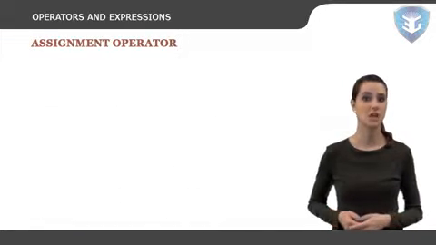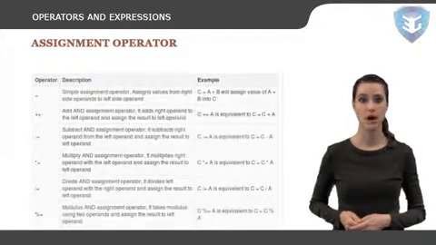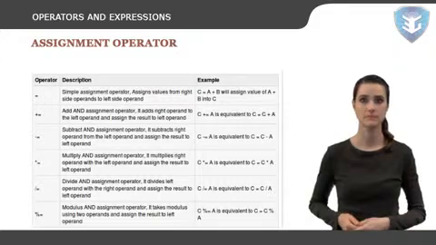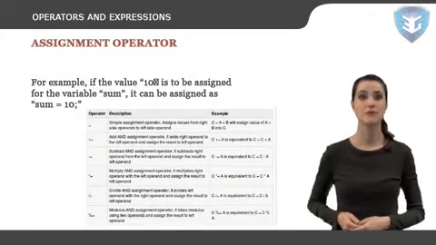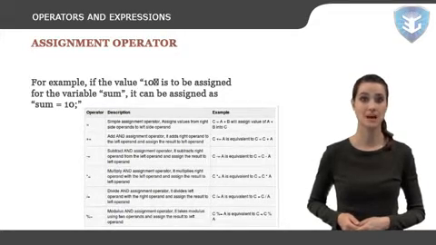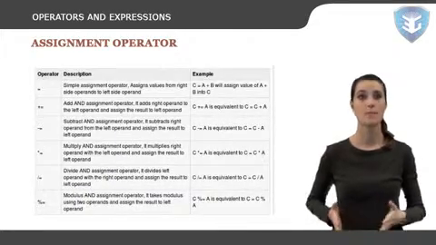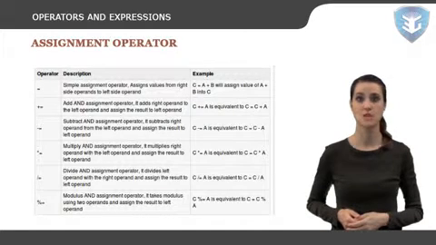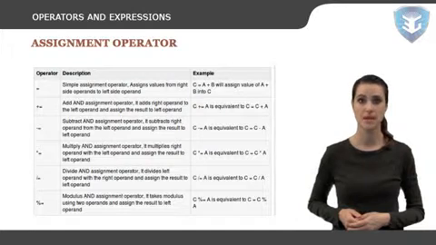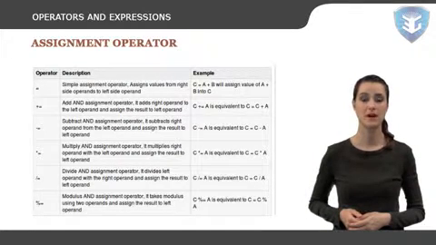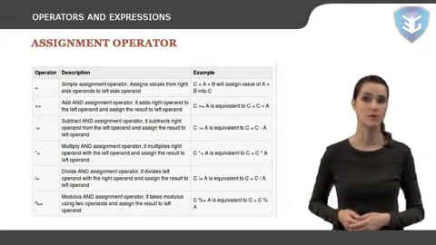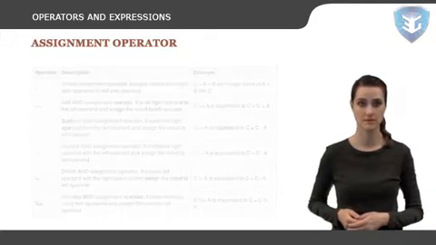Now let's talk about the assignment operator. In C programs, values for variables are assigned using assignment operators. For example, if the value 10 is to be assigned to the variable sum, it can be assigned as sum = 10. Remember that there is a remarkable difference between the equality operator == and the assignment operator =. The equality operator is used to compare two operands for equality, same value, whereas the assignment operator is used for the purpose of assignment.